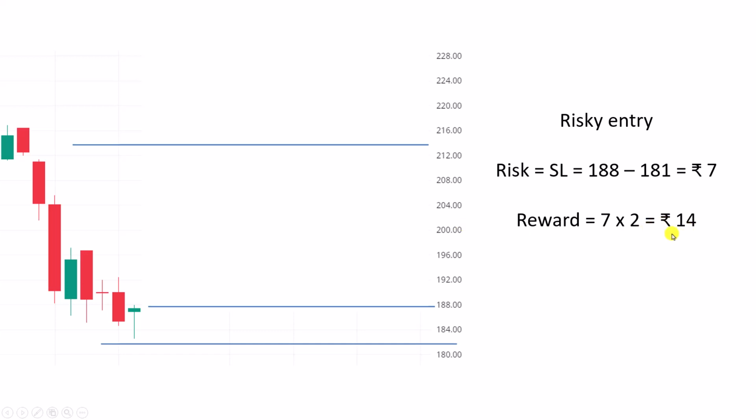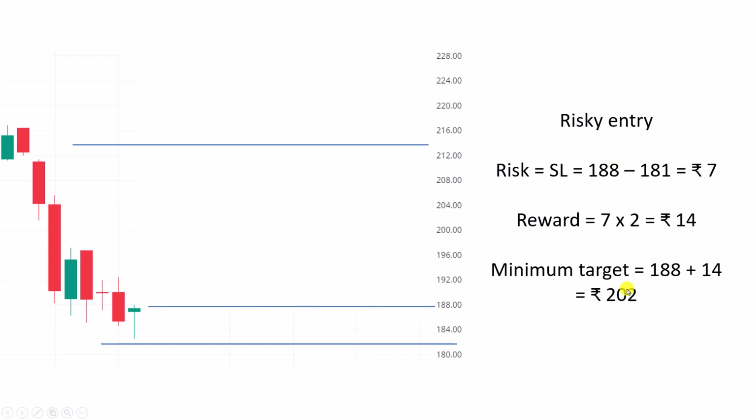And only if I have this, I will enter the trade. So the minimum target must be 188, which is the entry price, plus 14, which is my reward, which is 202 rupees. 202 is here. And our first target is way above that. Okay, 214. So we have a risk reward ratio of 1:2 here, and so we can enter this trade.